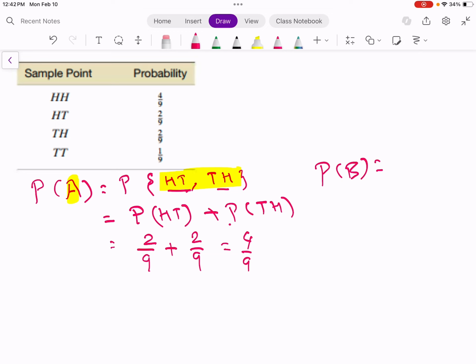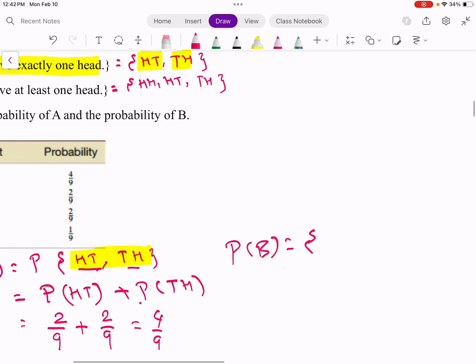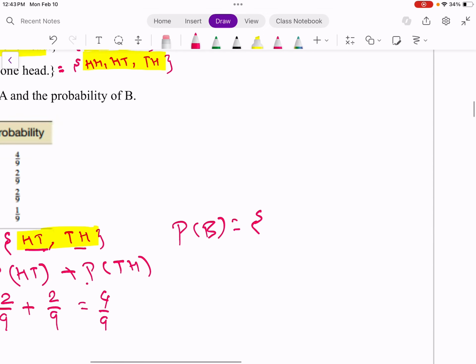So every time you are asked to find the probability of an event, you have to make a list of the sample points for that event, okay? And that will help you. So here we are trying to find the probability of getting event B, okay? And event B has these 3 sample points, okay? So let me write this down.